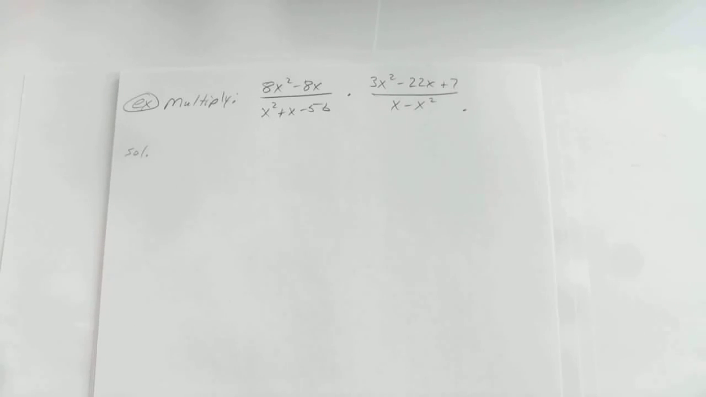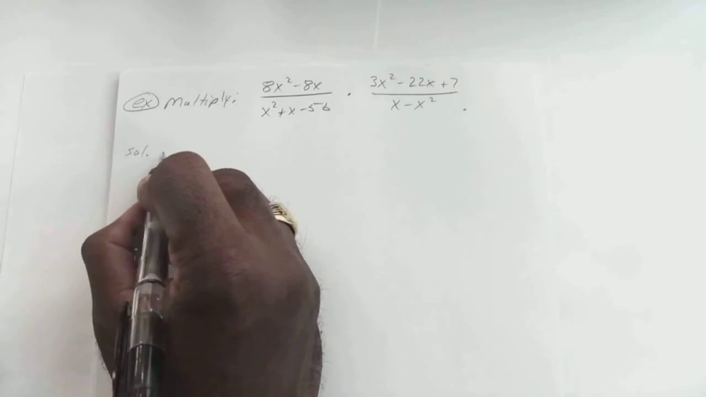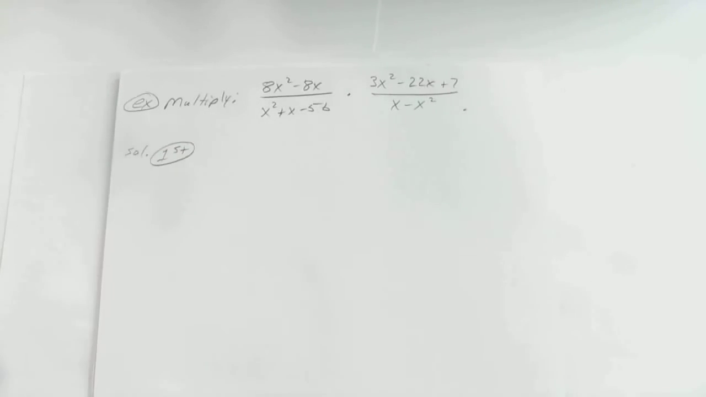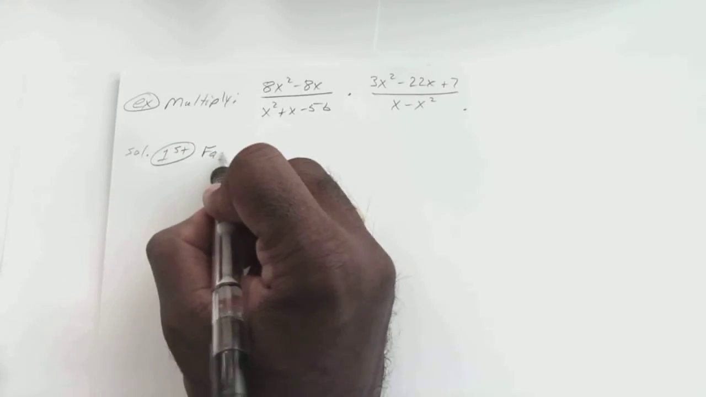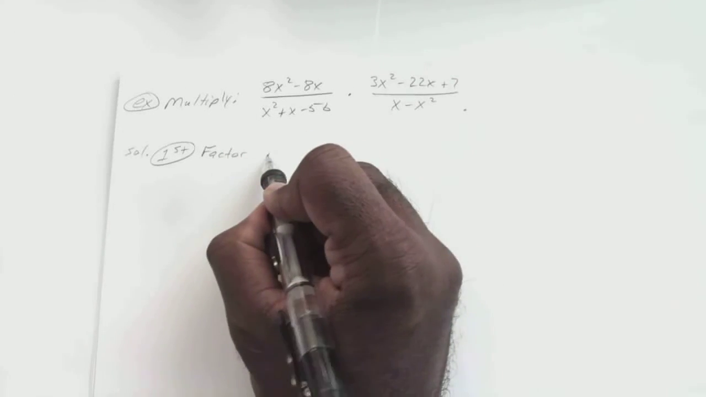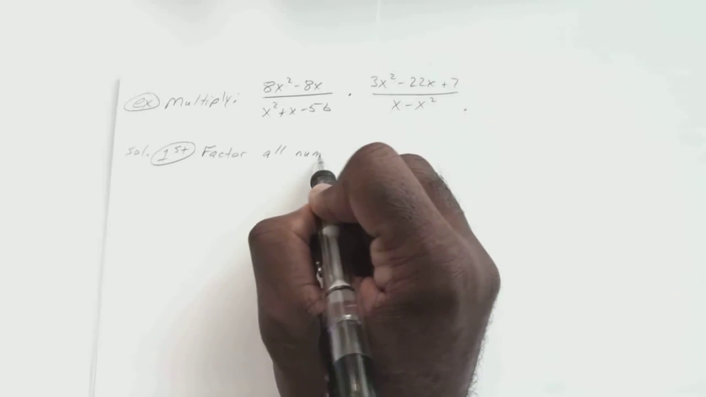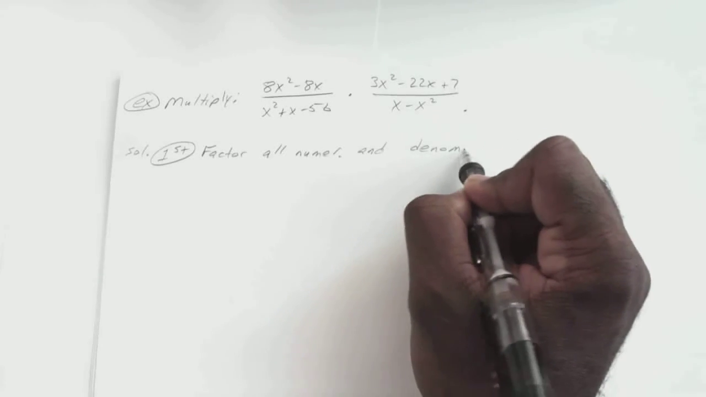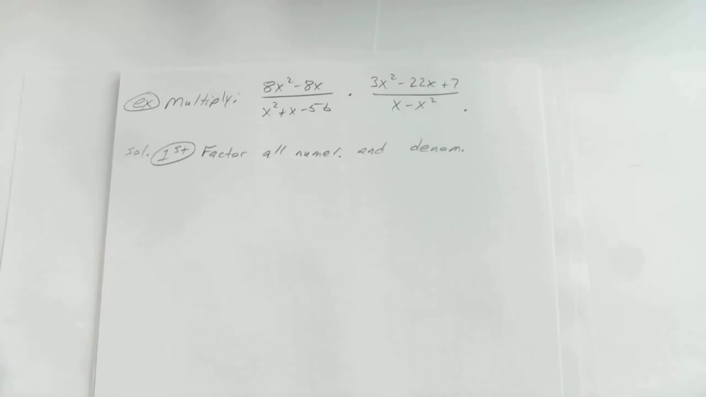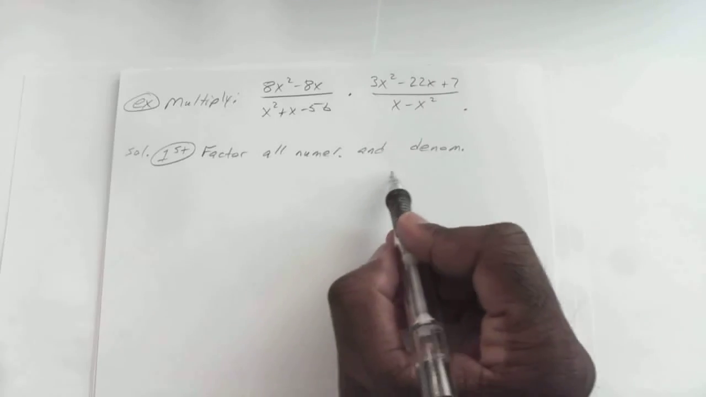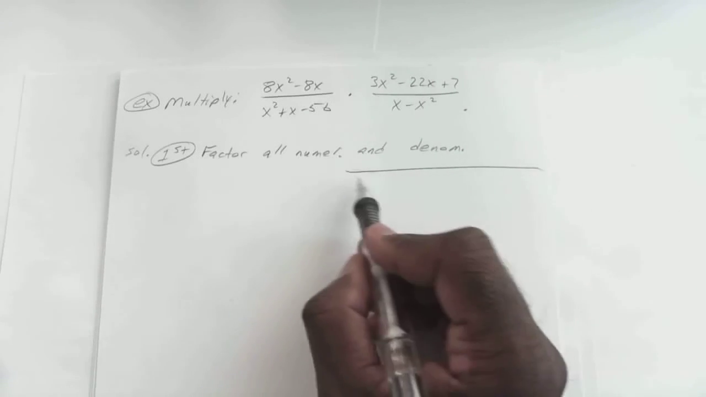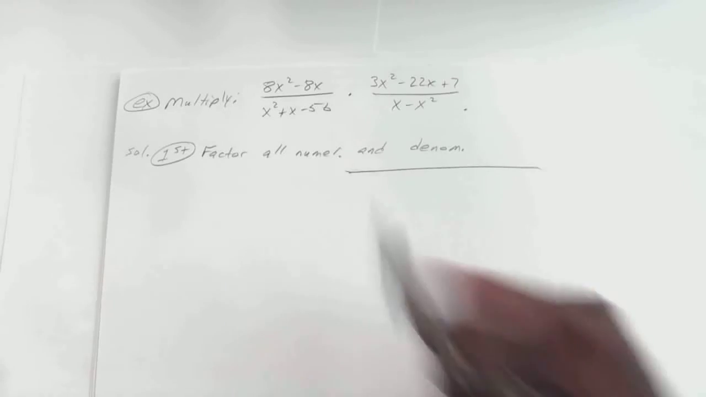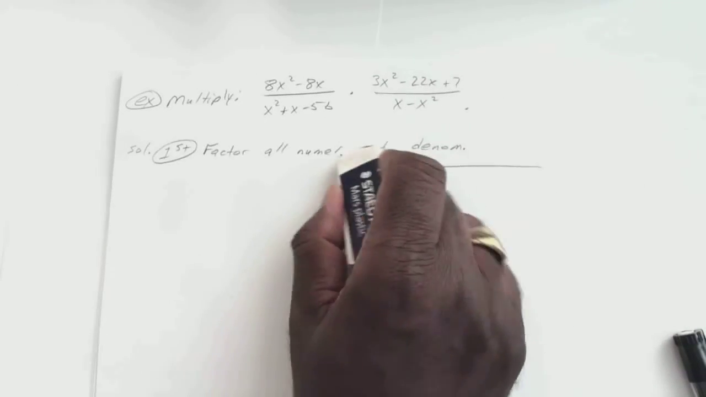So just like before, we can't really do anything as long as we don't have any factors. So our first step, we factor all numerators and denominators. Okay, so I'm going to go ahead and just do that right on the side again, and move this over a little bit.